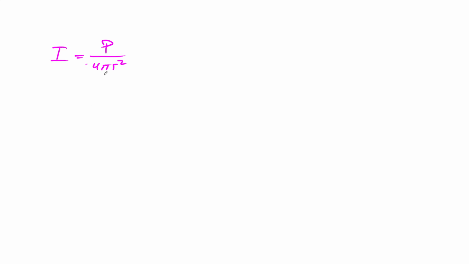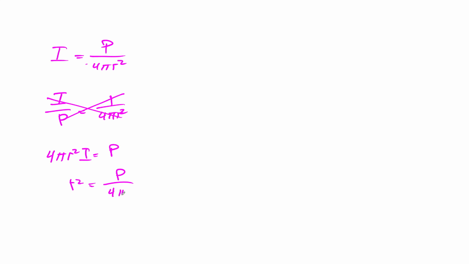When you're solving this, please rearrange the variables first before putting numbers in. If I divide both sides by p, it'll be I over p equals 1 over 4 pi r squared, but we're looking for r. So let's redo this by multiplying both sides by 4 pi r squared. So 4 pi r squared times I is equal to p. Then r squared is equal to p over 4 pi times I. Then r is taking the square root of this mess, p over 4 pi times I.